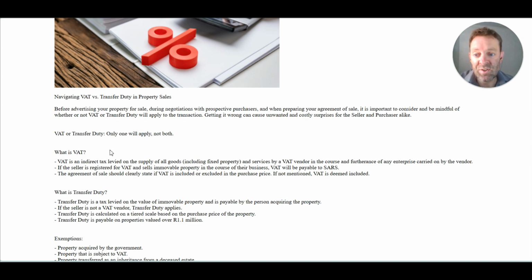If the seller is registered for VAT and sells immovable property in the course of their business, VAT will be payable to SARS. The agreement of sale should clearly state if VAT is included or excluded in the purchase price. If not mentioned, VAT is deemed included.